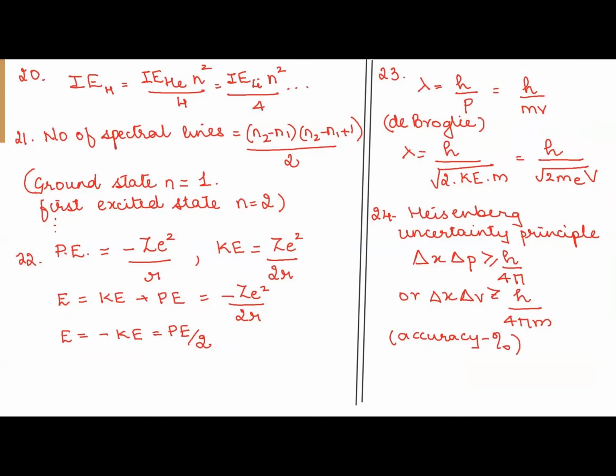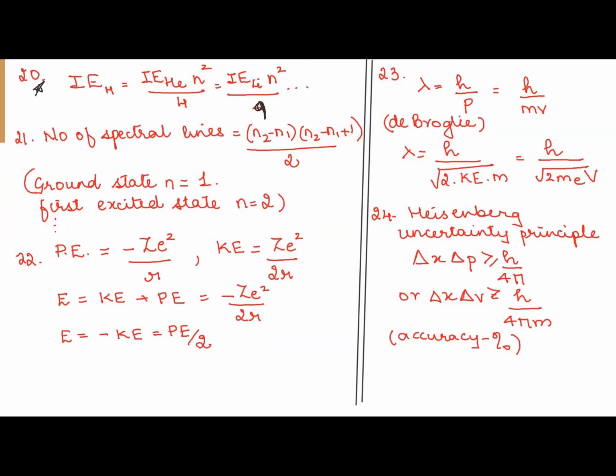This formula can sometimes come in handy, so I will write 1 star here. Ionization energy for hydrogen is equal to ionization energy of helium times n square by Z square, that is n square by 4, and for lithium, sorry, this is 9, and so on. So this is one more formula for ionization energy for hydrogen-like species, how you can relate.